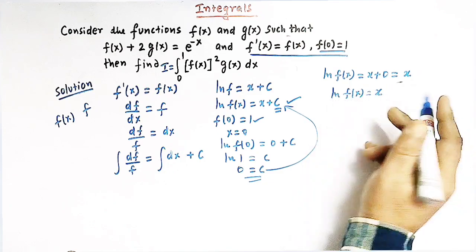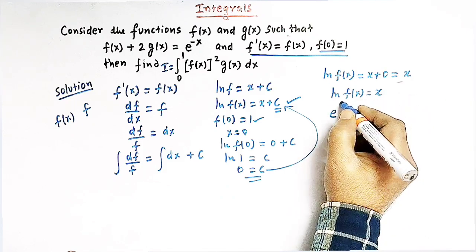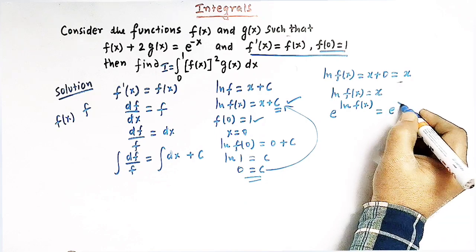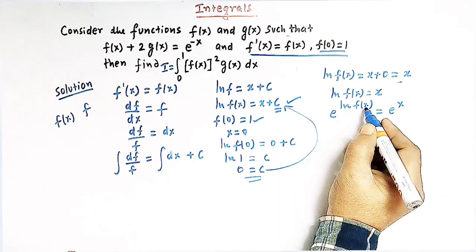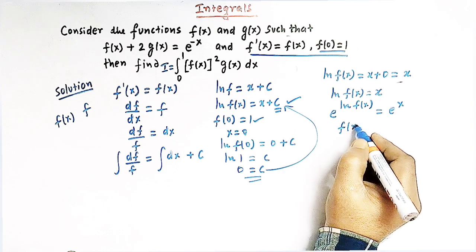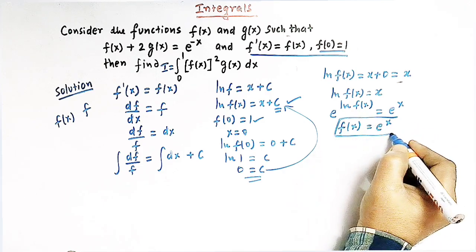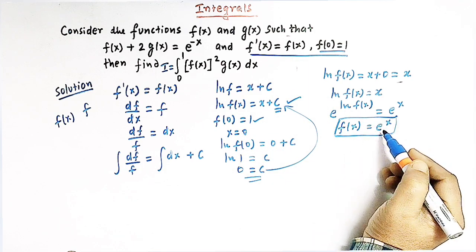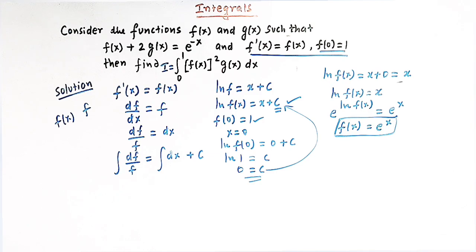Now taking the exponential of both sides, we have e raised to natural log of f of x is equal to e raised to x, and e raised to natural log of f of x is simply f of x, that is equal to e raised to x. So the function f of x is an exponential function, so f of x is equal to e raised to x.